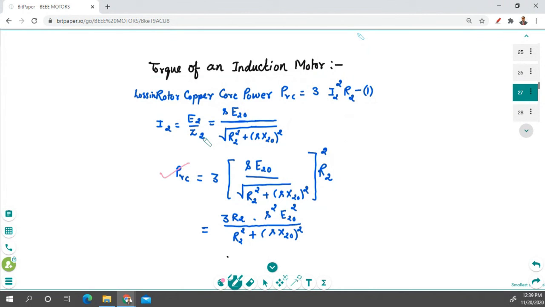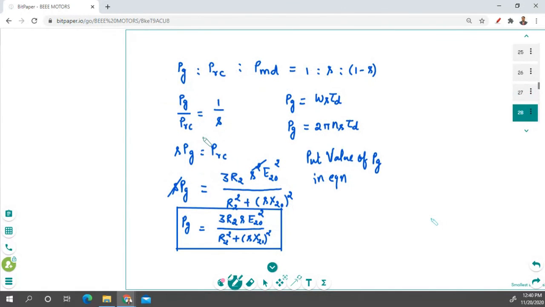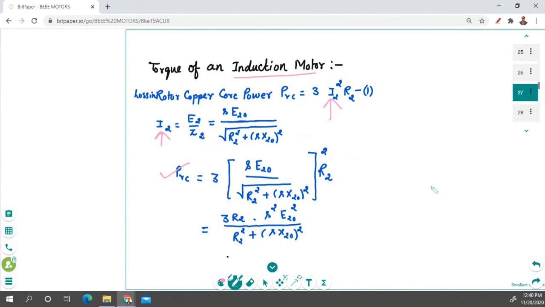Now come to the third part. We have to calculate the power, or copper loss power. How can you calculate this copper loss power? We will simply put these values here. What is the value for this I2? We have found this value here. We will put this value here and solve this equation, and we will find the power across this induction motor. So quickly give your response.